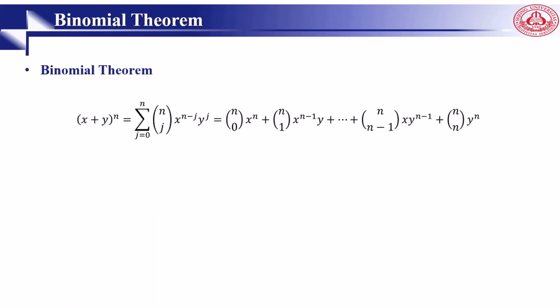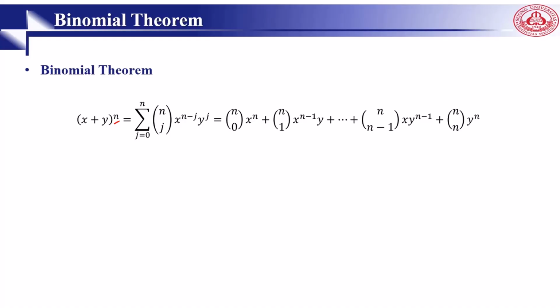If x and y are variables and n is a non-negative integer, then x plus y to the n is the sum from j equals 0 to n of the combination of n and j, x to the power of n minus j, y to the power of j. This equals the combination of n and 0, x to the n, plus the combination of n and 1, x to the n minus 1, y, and so on up to here. For proof, we use combinatorial reasoning.